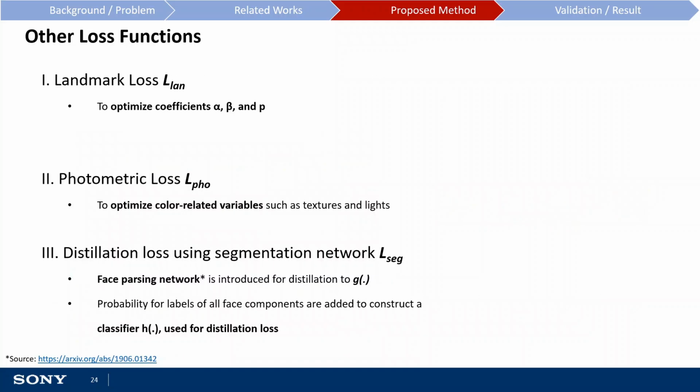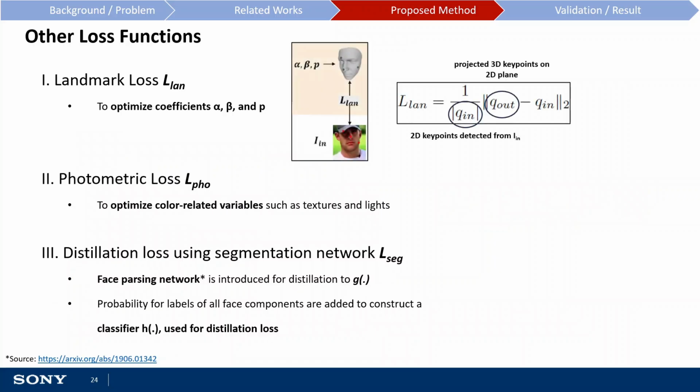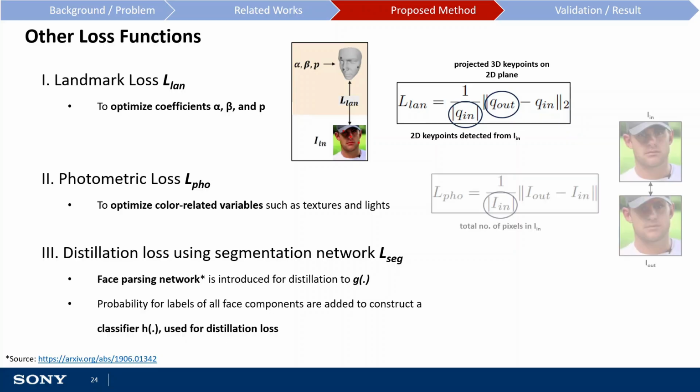Listing some of the loss functions used by DeFace. First, the coefficients alpha, beta, and p are mainly optimized with landmark loss LLAN, where Qn is 2D key points detected from IN. Qn is the number of points in Qn, and Qout denotes projected 3D key points on the 2D plane. The color-related variables such as textures and lights are mainly optimized with photometric loss, where IN is defined as the number of pixels in the input image.